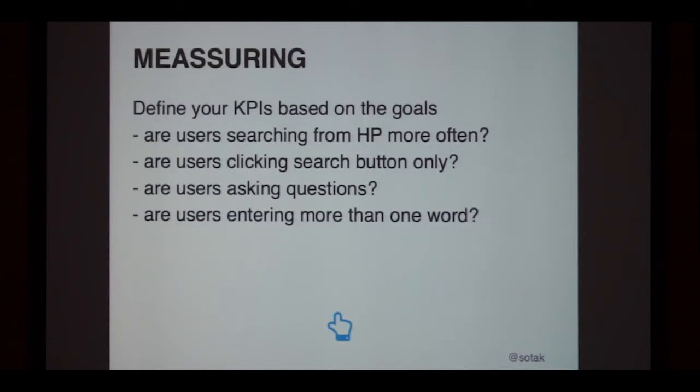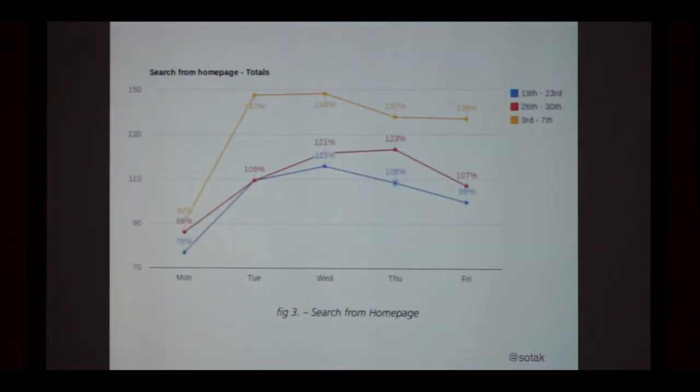Then measuring this is another important thing, where you define your KPIs, the key performance indicators, based on the goals I mentioned before, like whether users are searching from the homepage more often and so on. I made these charts. Here the blue one is the week before releasing this change, the red one is the week after, and the orange one is two weeks after release. You can see that it gradually improves, so people were actually using the homepage search more often.